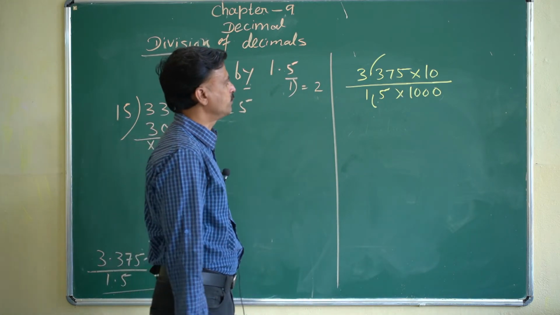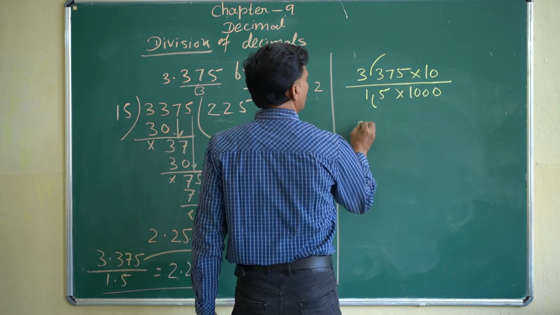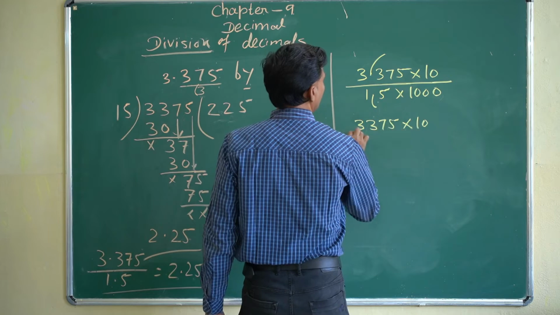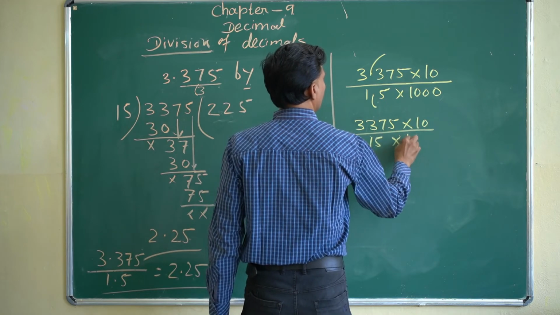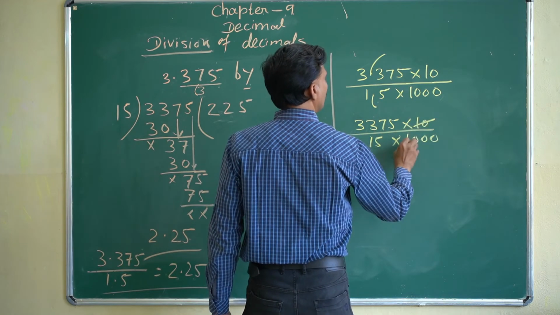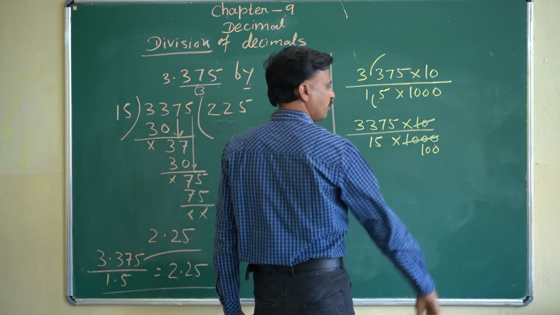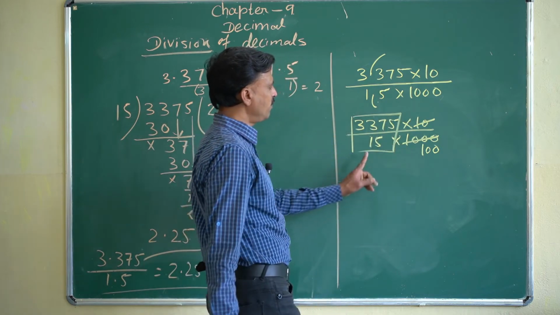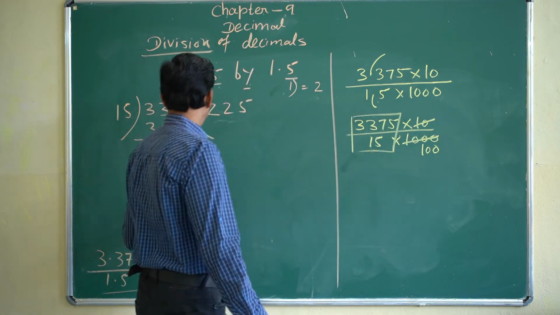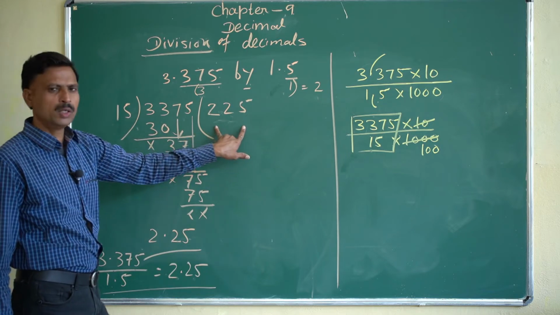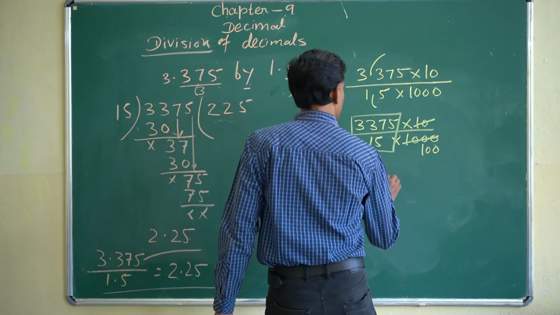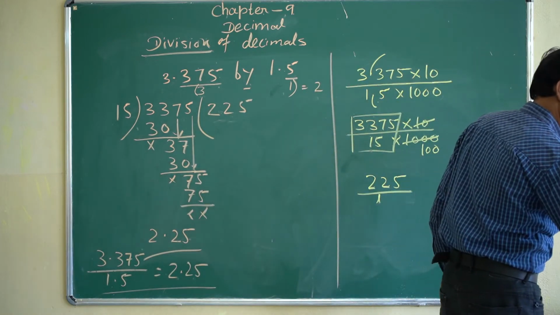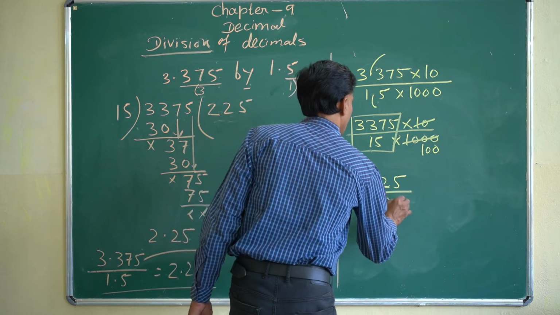Got it? Okay. Now the question becomes 3375 multiplied by 10, and this is 15 multiplied by 1000. Now this 10 will divide 1000 how many times? 100 times. Right? Now this value 3375 can be divided by 15. So here we have divided. What was coming? 225 was coming. So 225 divided by 100.